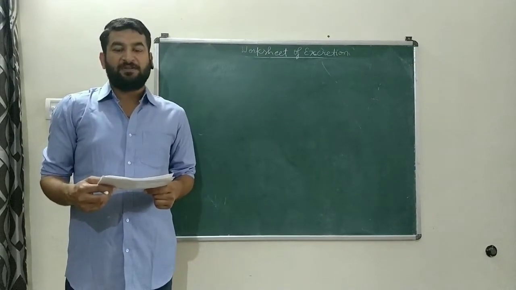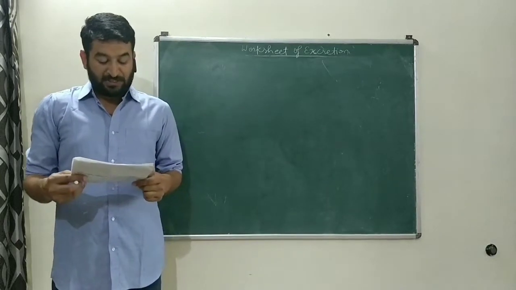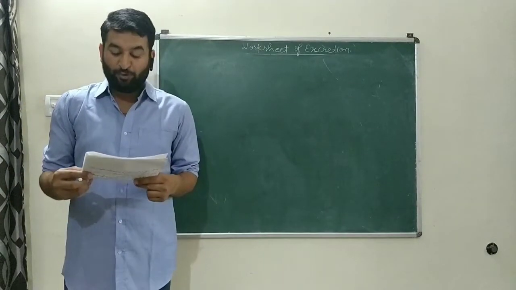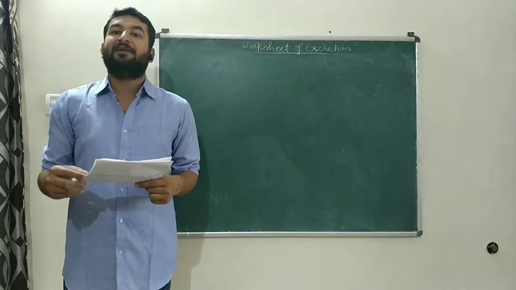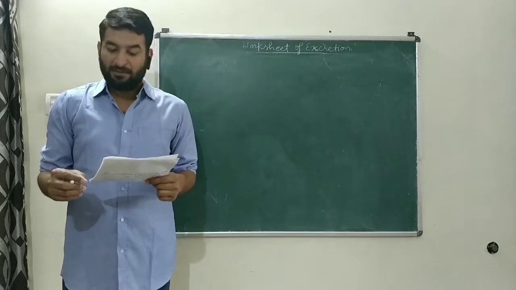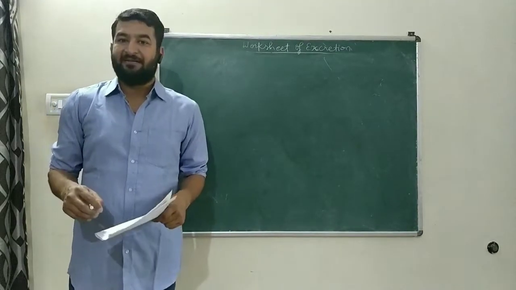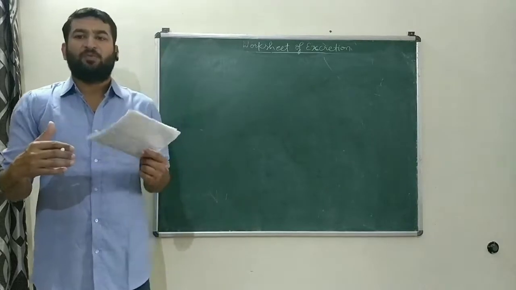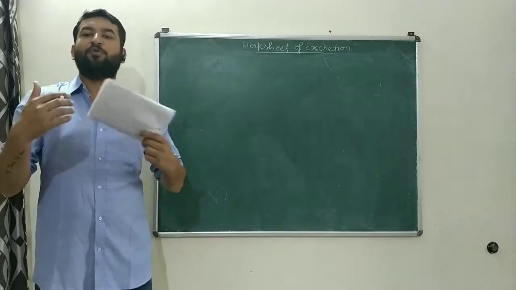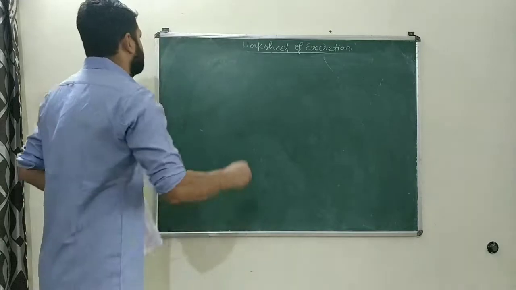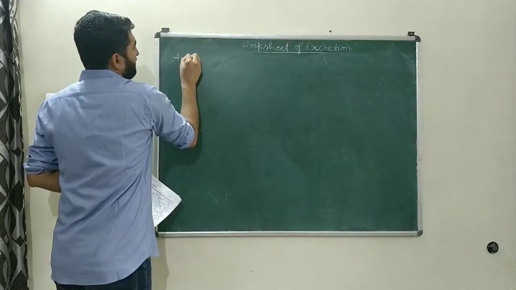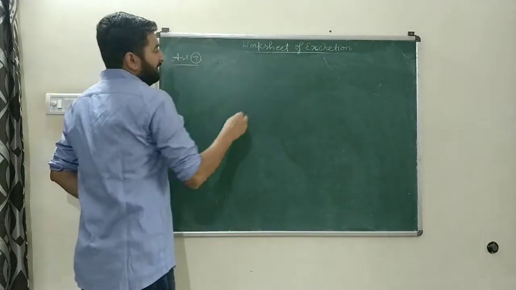Question number 7 is a diagram which says draw a diagram of human excretory system and label on it kidney, ureter, urinary bladder and urethra. Basically the question wants to know about the 4 major parts of the excretory system. So the answer number 7 is we have to draw a diagram.